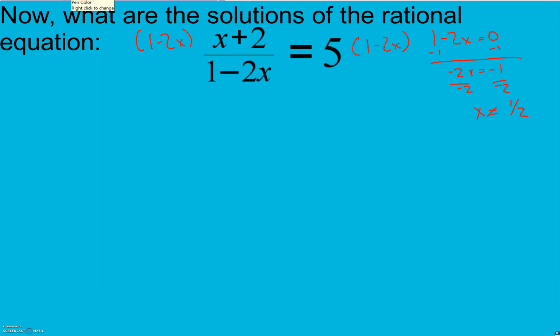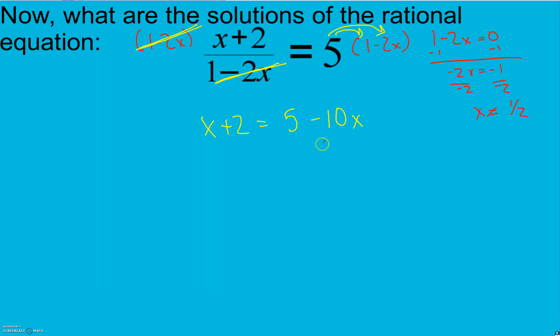Back to my regular equation here. 1 minus 2x divided by 1 minus 2x is 1, which gives me x plus 2 on the left. On the right, I can't divide anything to simplify, so I distribute. 5 minus 10x.